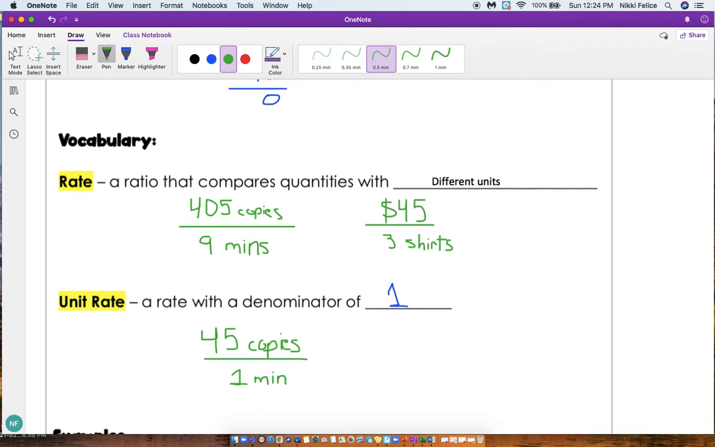For our example of $45 for 3 shirts, I would want to figure out, well, how much does it cost for just 1 shirt? So we need to divide this fraction or simplify this fraction so that we can figure out how much only 1 shirt costs. Well, to simplify this, you would divide the top and bottom both by 3. 3 divided by 3 is 1. 45 divided by 3 is 15. So my unit rate is $15 per 1 shirt.